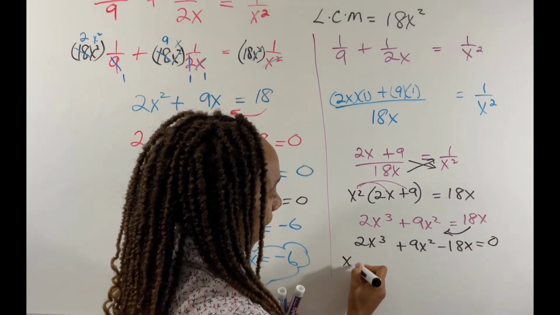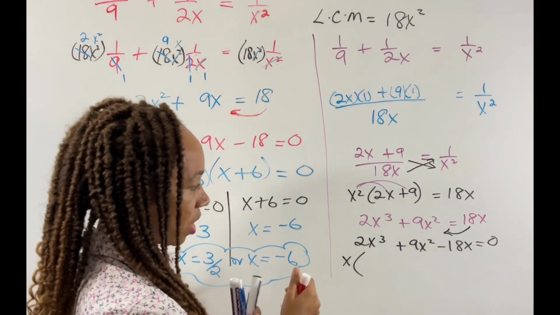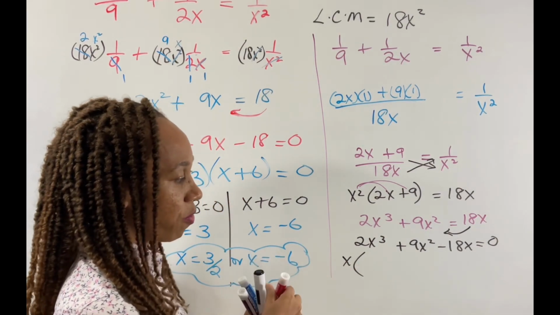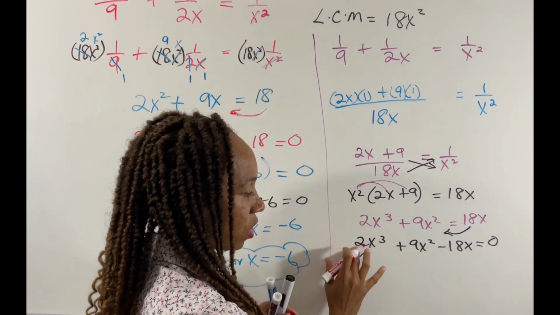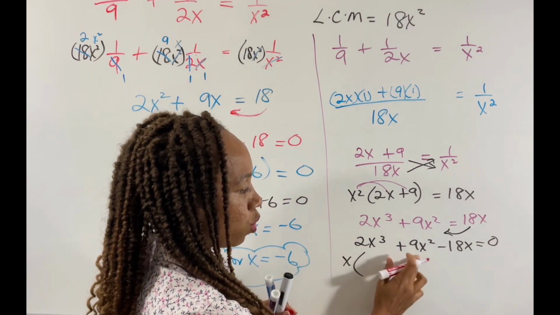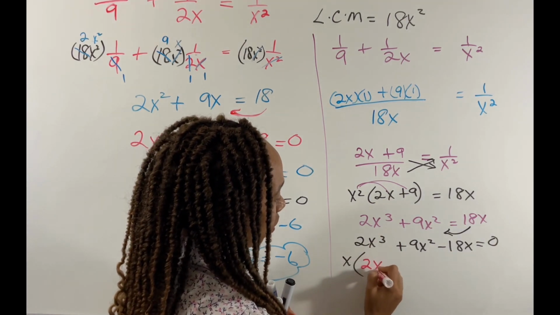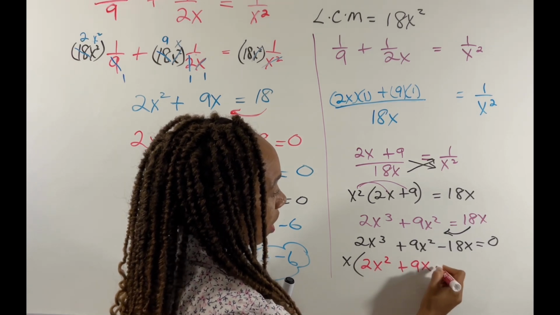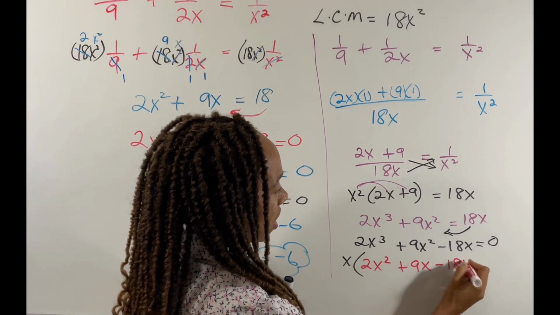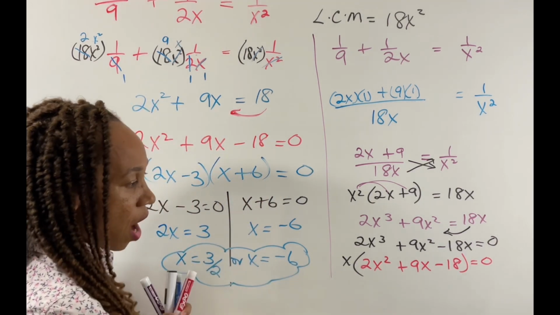So I could take out my x here. I'm going to use my GCF, greatest common factor, whether it's a variable or a number. So I'm taking out the x because I can't take out a number, because there's no number that can go into 2, 9, and negative 18. So I take out my x, I'm going to be left with 2x squared plus 9x minus 18, and set that equal to 0. Now you're going to continue.